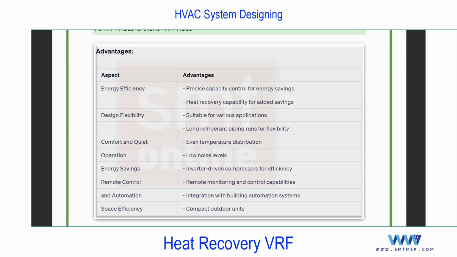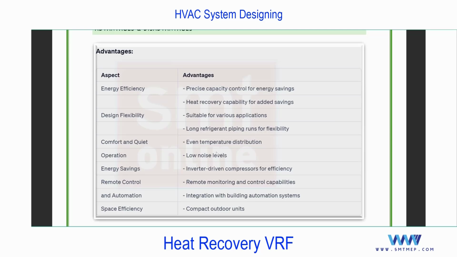Next, we have design flexibility suitable for various applications, and that is a very good option for the interior requirement because we can go for different types of indoor units which suit the interior requirement or the type of the project. Comfort and quiet again depend on the type of indoor. Energy saving, what we discussed, and this can be connected with the BMS in the building. So we can do complete automation with this. BMS is a building management system. Mostly for big projects you'll find the BMS which will control the different systems.